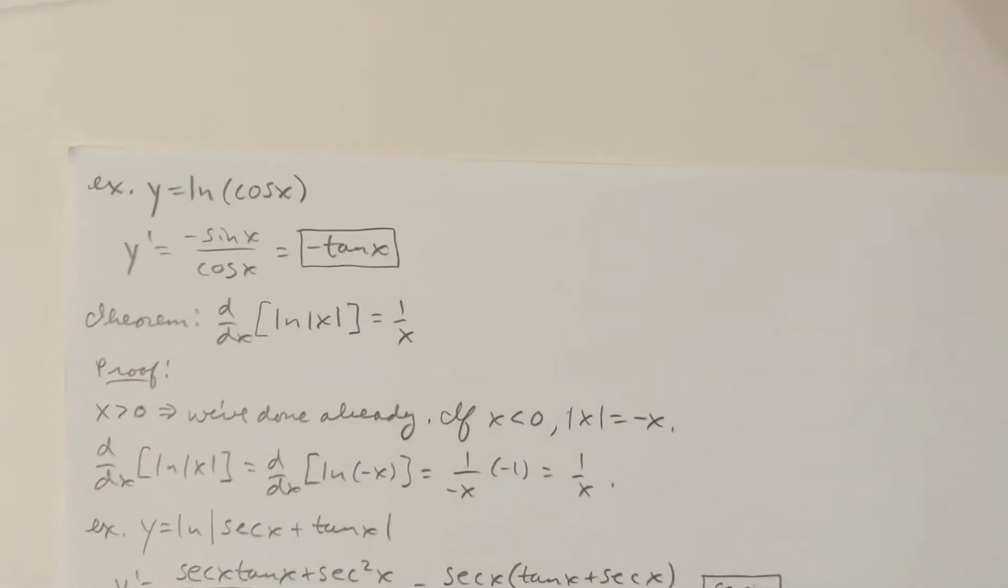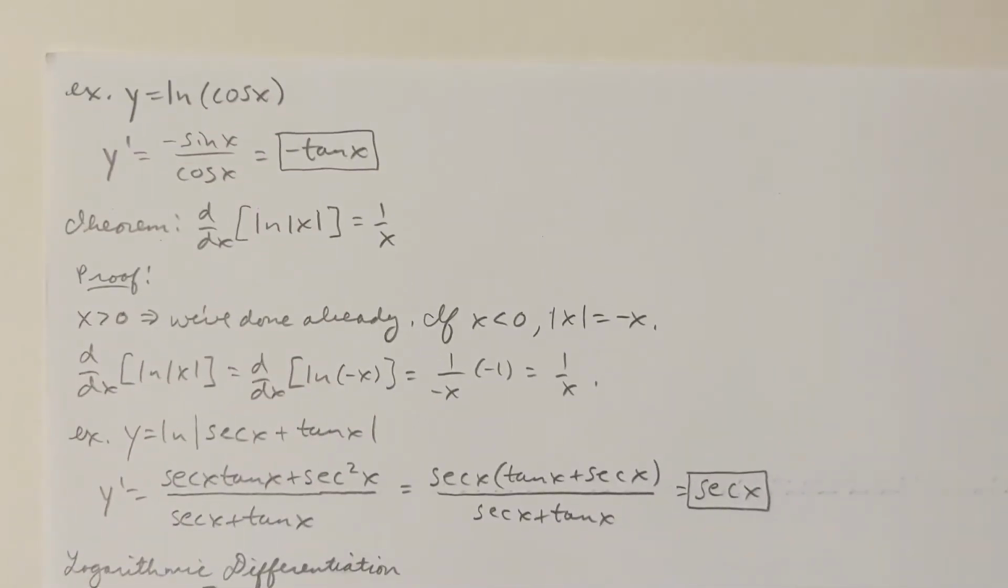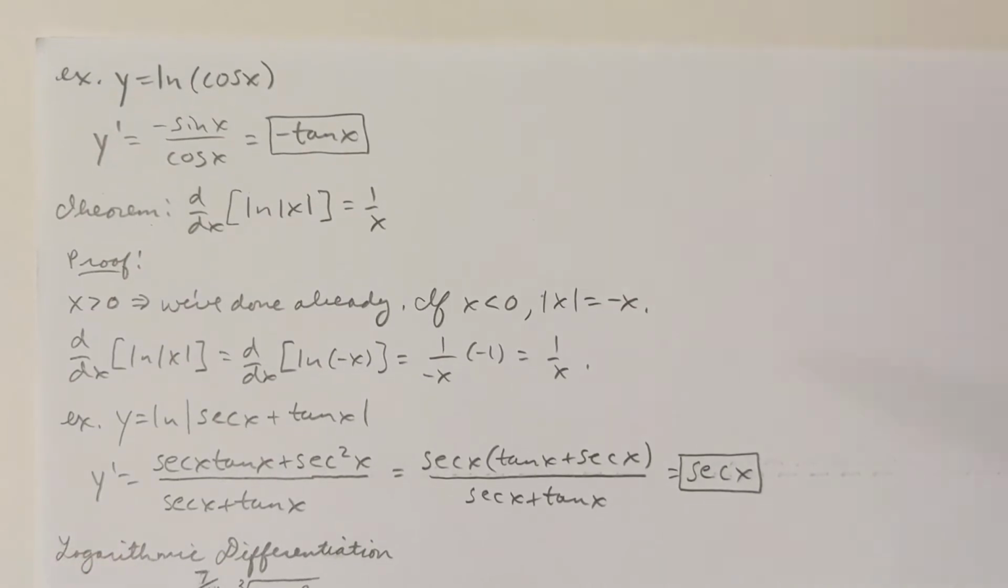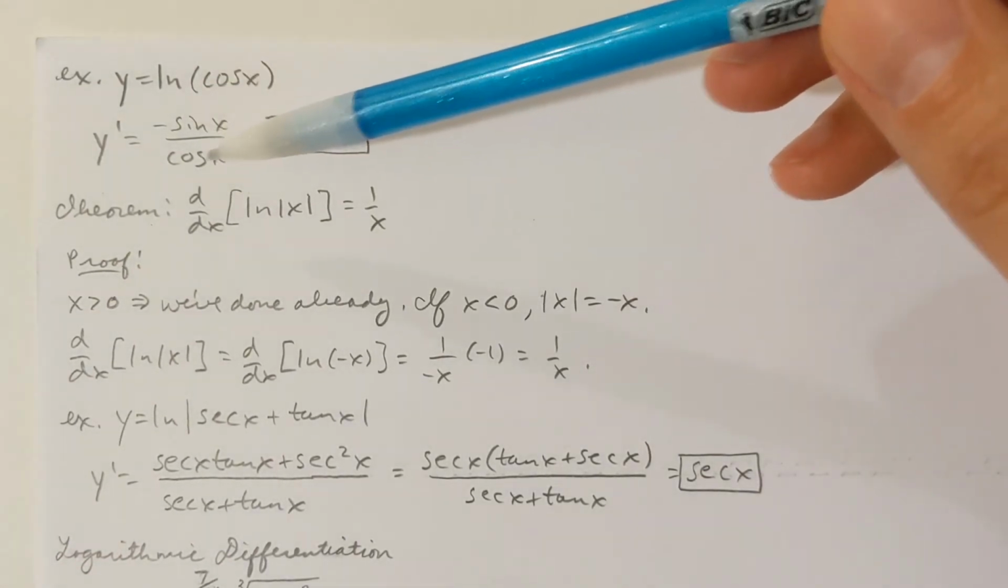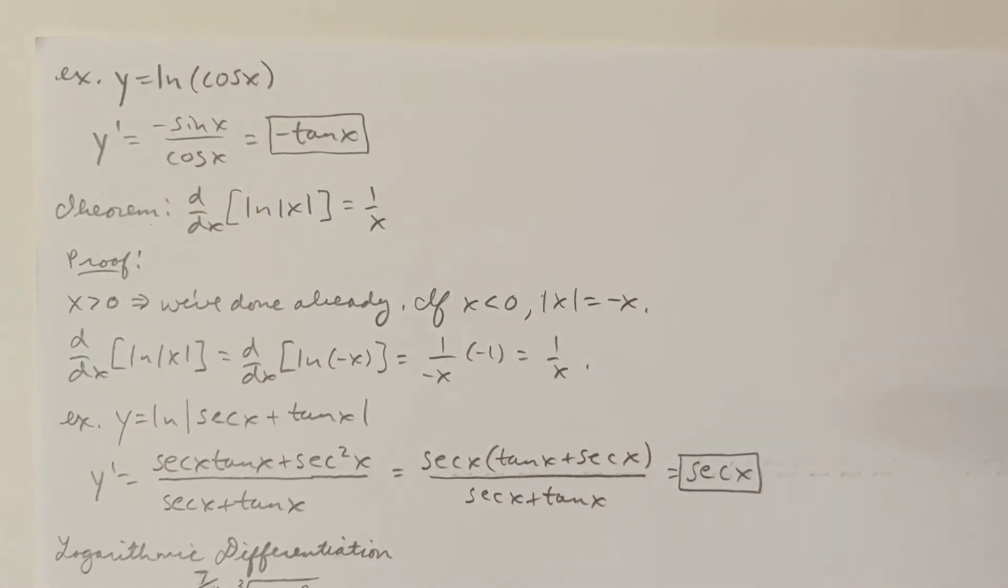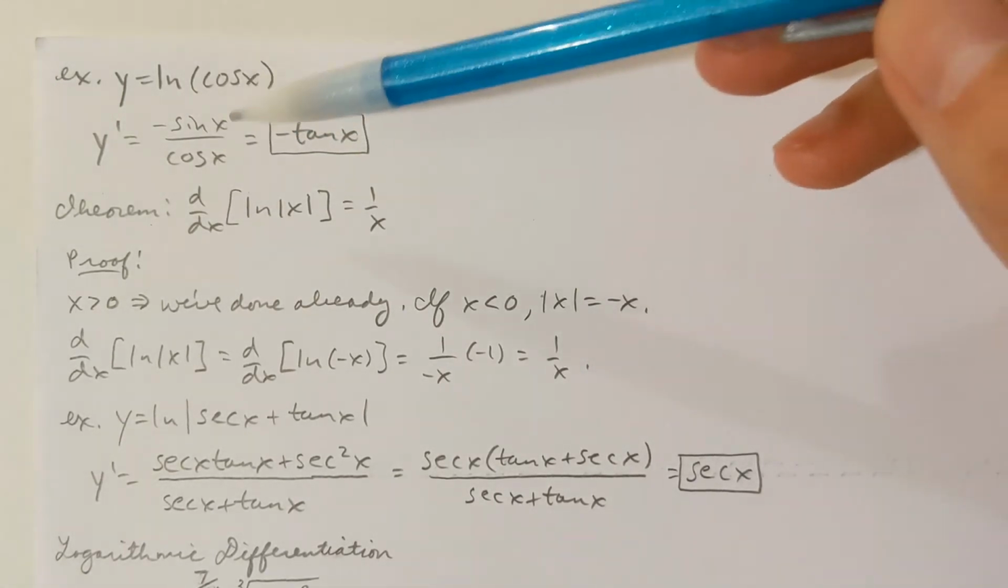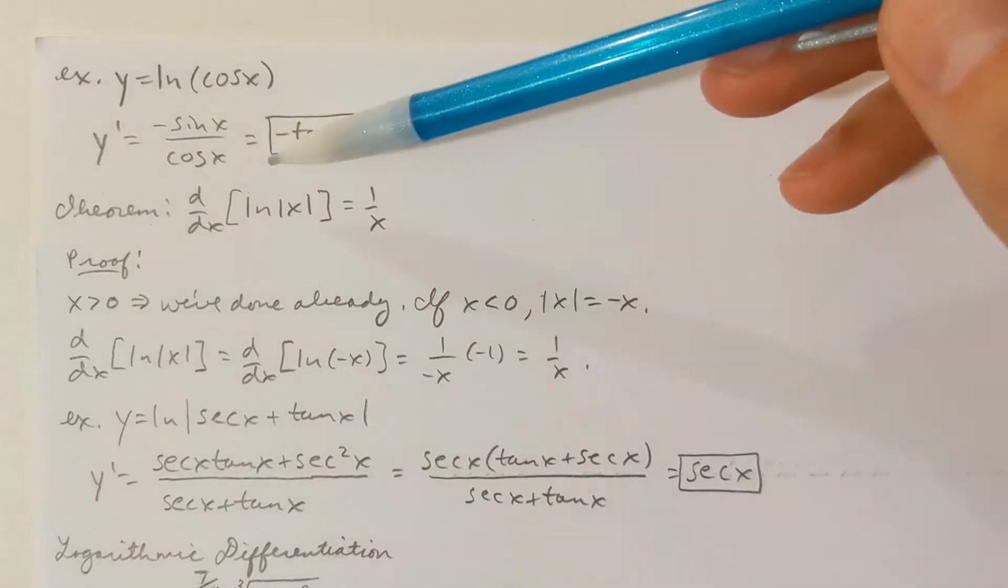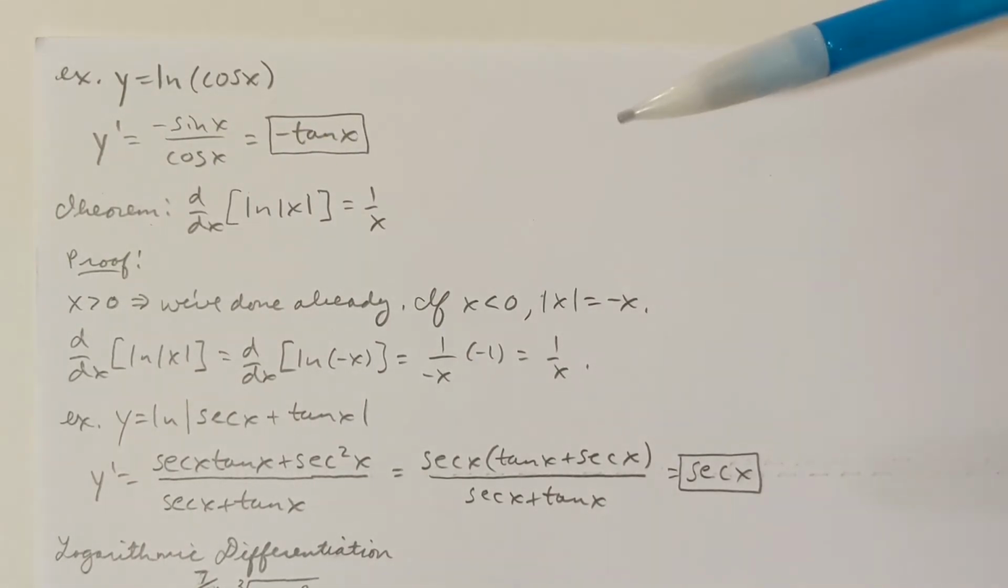Here's another one. y equals the ln of cosine x. Well, that'd be another chain rule. So 1 over the expression times the derivative of the expression. I get 1 over cosine x times the derivative of cosine x, that's negative sine x. Sine x over cosine x is tangent x. Negative tan x is my answer then.